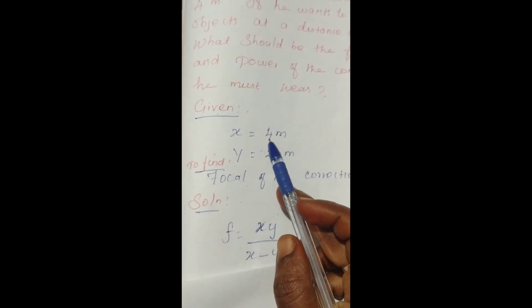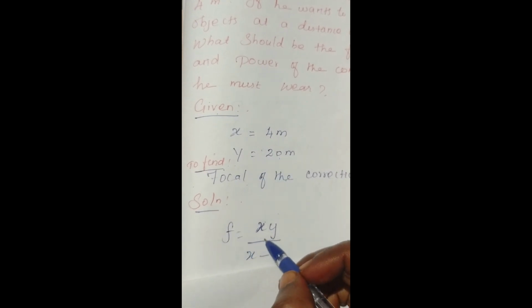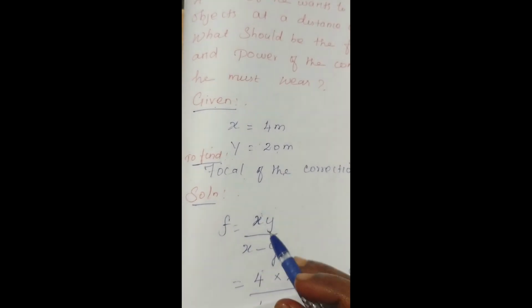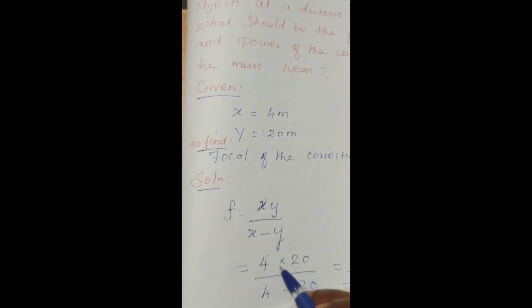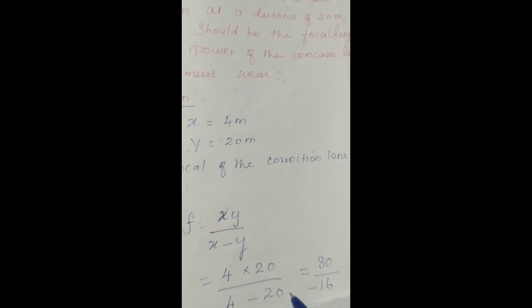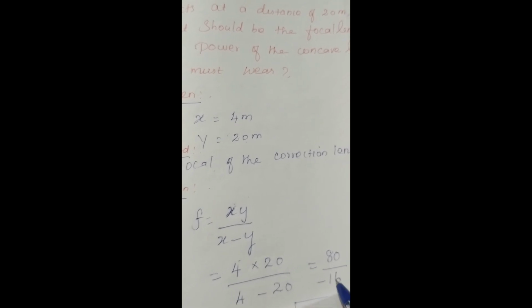So x value here is 4 meter, y value is 20 meter. So easily we can find the focal length. In the place of x and y, we substitute: 4 into 20 divided by 4 minus 20. So 4 into 20, how much? Yes, 80, divided by 4 minus 20, minus 16, because 20 is the bigger number.